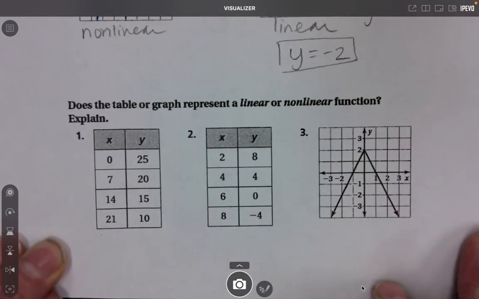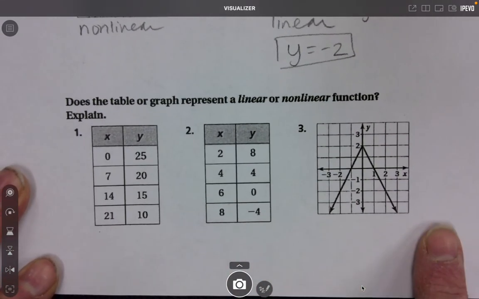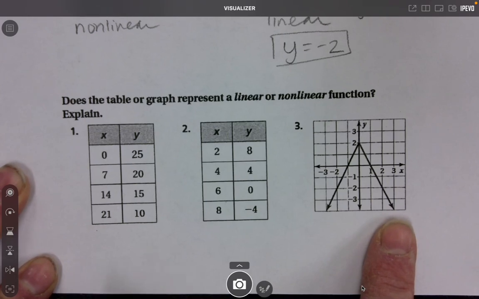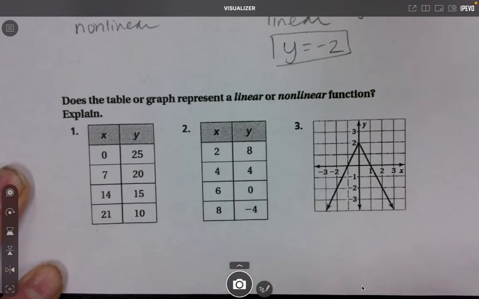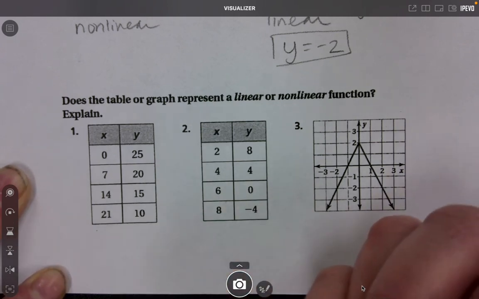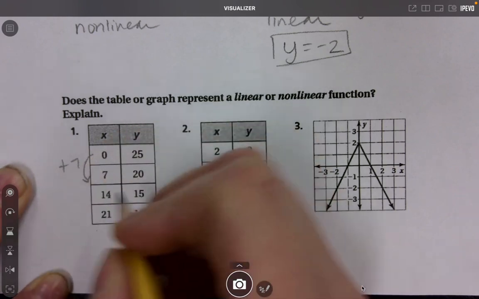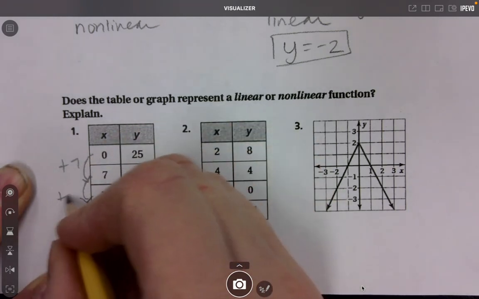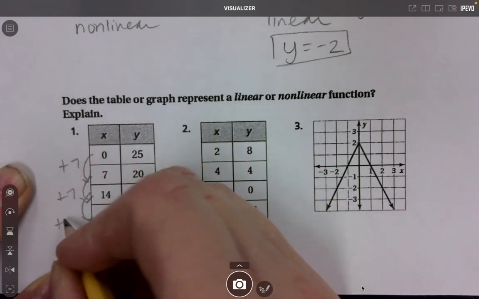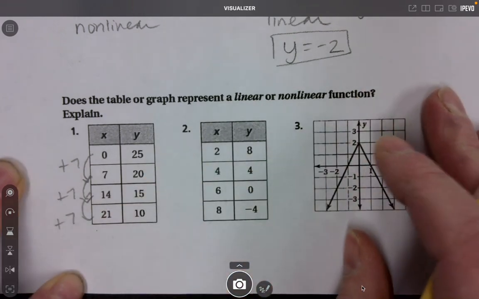So looking at these examples at the bottom, they're all kind of mixed up now. We've got visual representations, we've got tables, and they're no longer telling us in the table what we're increasing or decreasing by for x's and y's. So let's go through and figure that out. So from 0 to 7, we're adding 7. And from 7 to 14, and from 14 to 21. So clearly we've got a pattern with our x's.